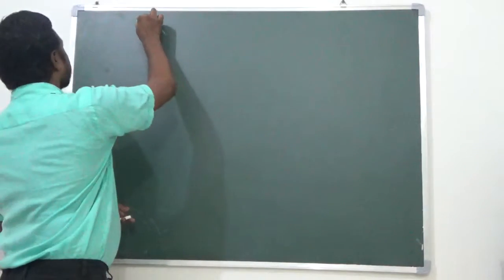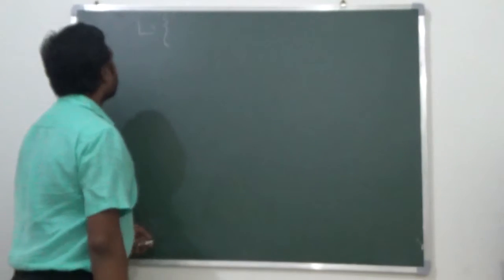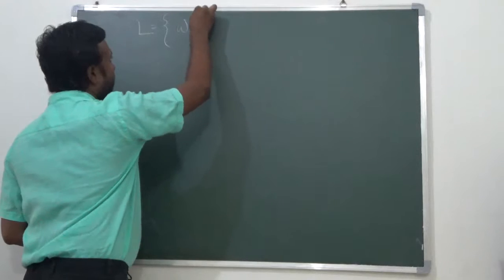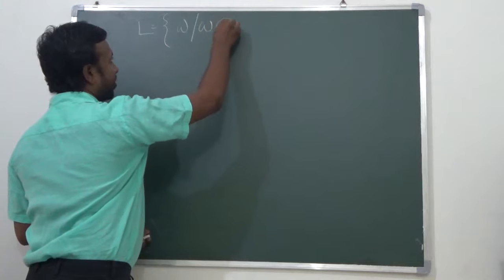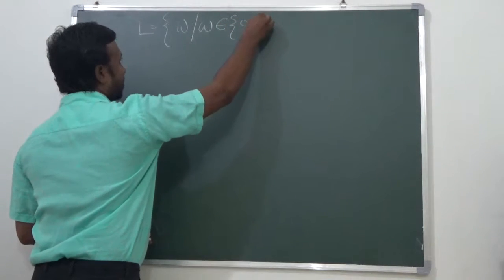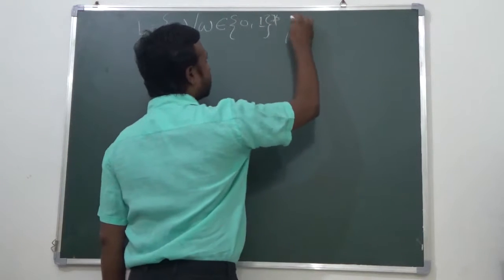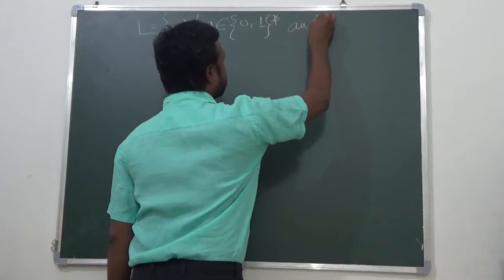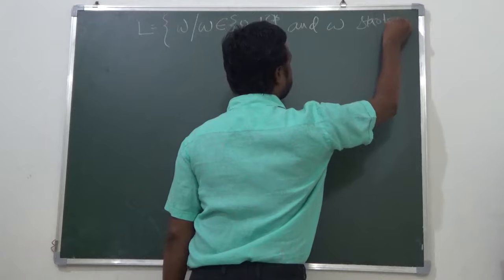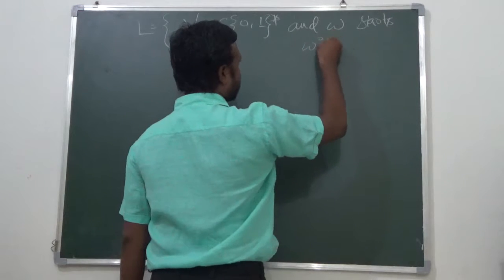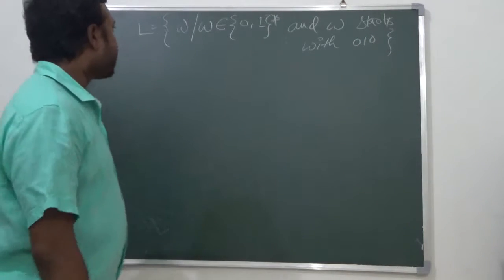Let us say the language L is defined like this. It is consisting of all the strings W, W belonging to {0, 1}*, and W starts with 0, 1, 0.